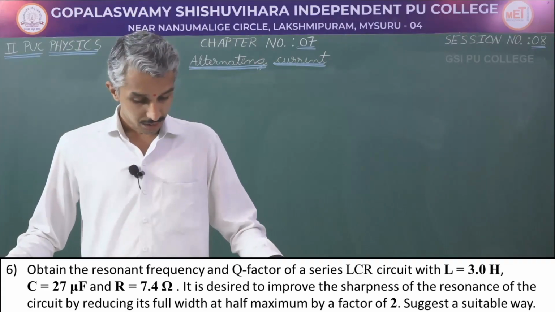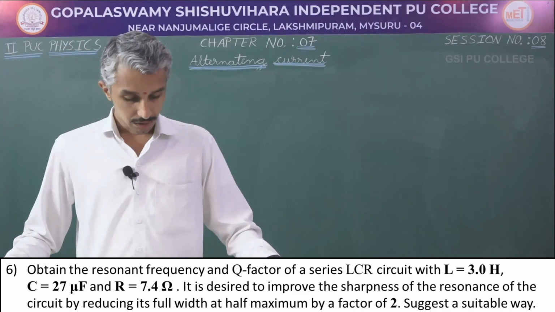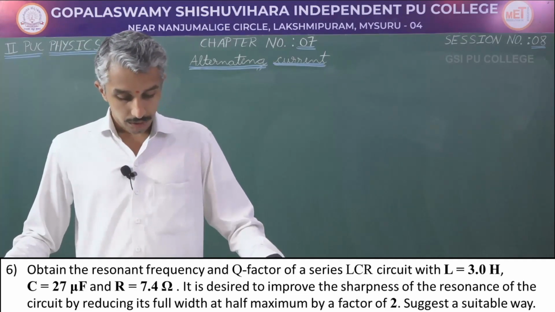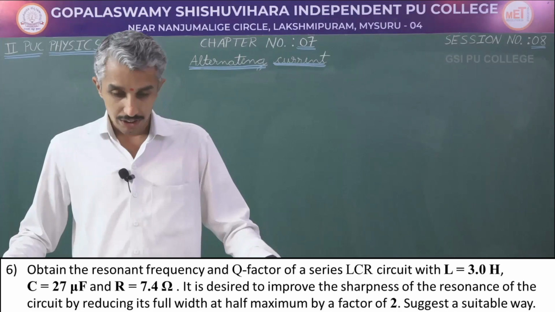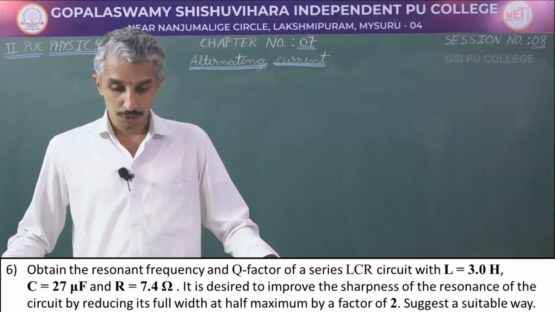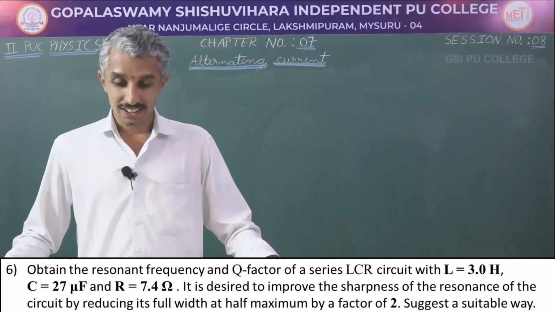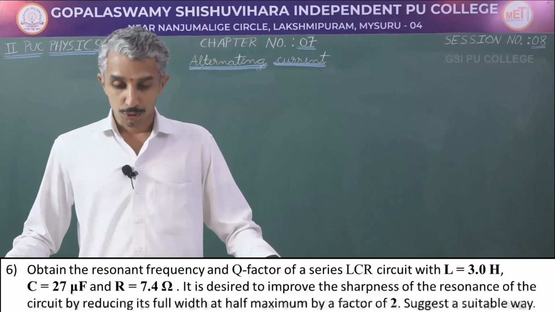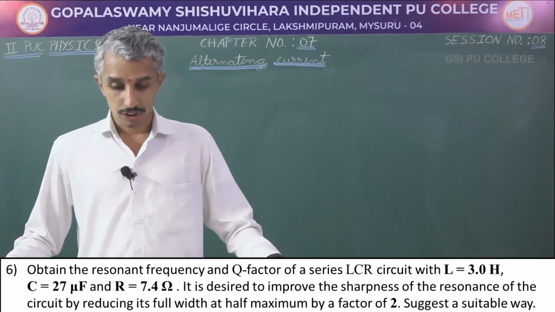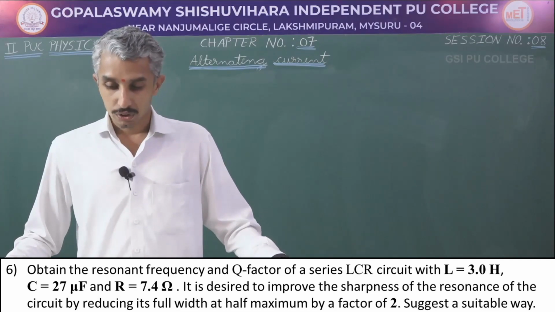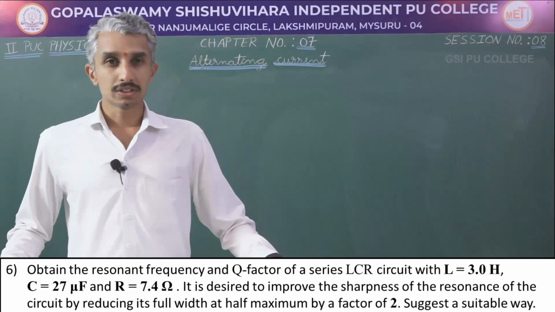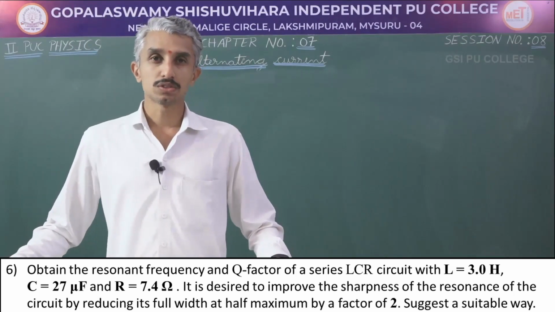Here is your next numerical. Obtain the resonant frequency and Q factor of a series LCR circuit with the inductance L is equal to 3.0 Henry, capacitance C is equal to 27 microfarad and resistance R is equal to 7.4 ohm. It is desired to improve the sharpness of the resonance of the circuit by reducing its full width at half maximum by a factor of 2. Suggest a suitable way. Well, you may have to read this question again and again before starting to solve it.